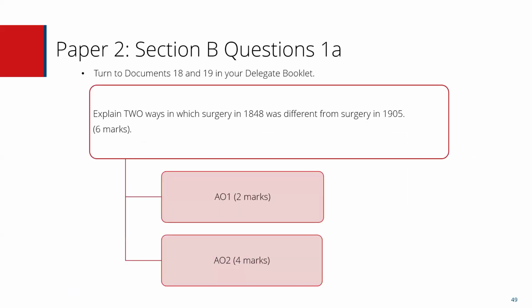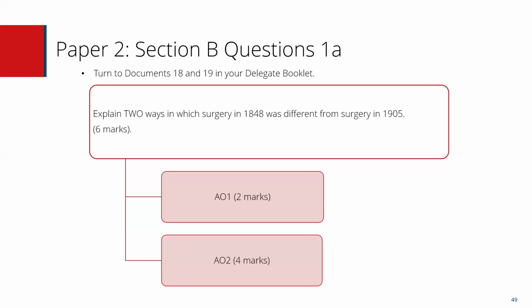Okay. If we have a look at the 1A question. So documents 18 and 19, please, in your delegate booklets. We're looking at the medicine for examples here. Explain two ways in which surgery, so this is from the summer, in 1848 was different from surgery in 1905. Okay, let's have a look at the mark scheme here.